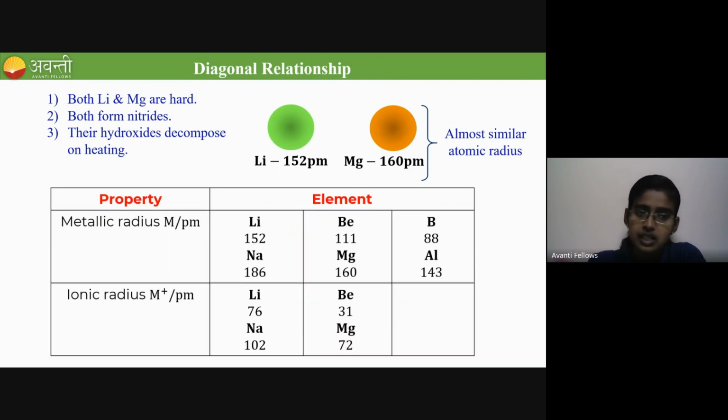And when you see the metallic radius and ionic radius, metallic radius is 152 and 160, which is given here, and ionic radius is also similar, 76 and 72. After losing one electron, lithium will form Li+ ion and magnesium will form Mg2+ ion, right? So that ionic size is also almost similar for both of them. Got it? So this is the diagonal relationship concept.